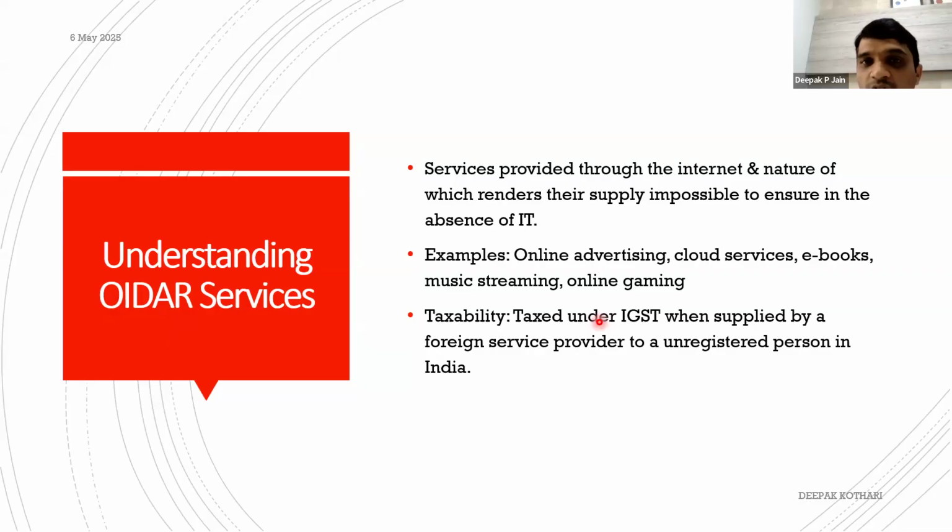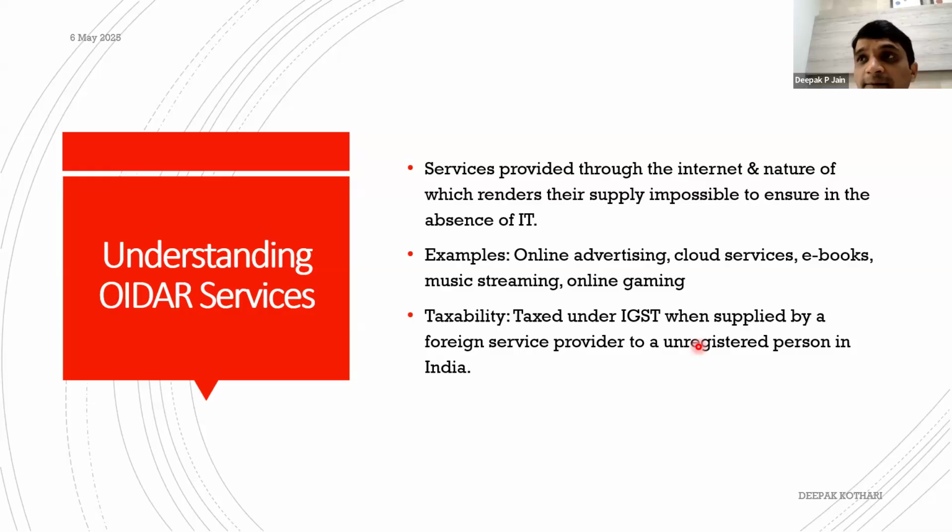And if that service is always provided on the internet, or when it can be consumed or utilized by the recipient when the internet is available, that will be treated as OIDR services. Examples: online advertisement, because when you log in through a web page and you see an advertisement, it is available only when you have the internet on. If the internet is not available, you can't go to the web page itself. So that's why online advertisement is one such example. Cloud services: all the cloud storage services are available when you are on the internet.